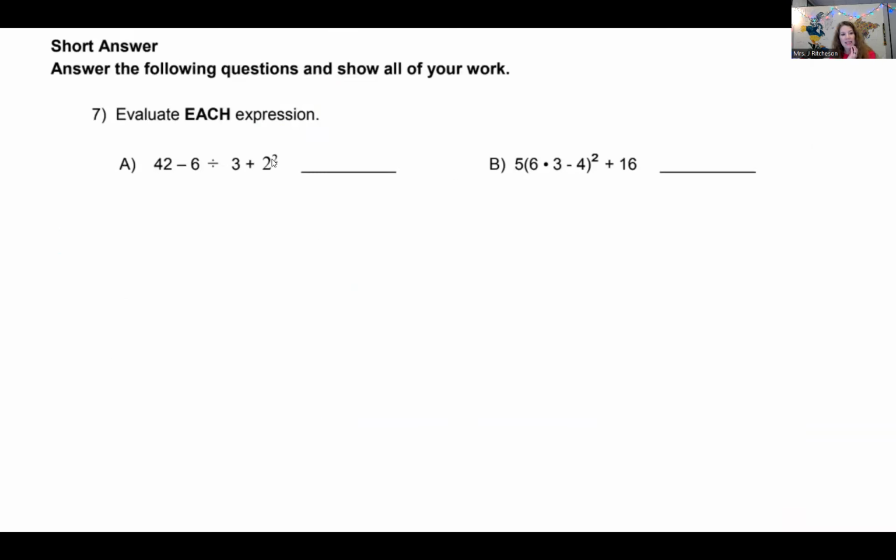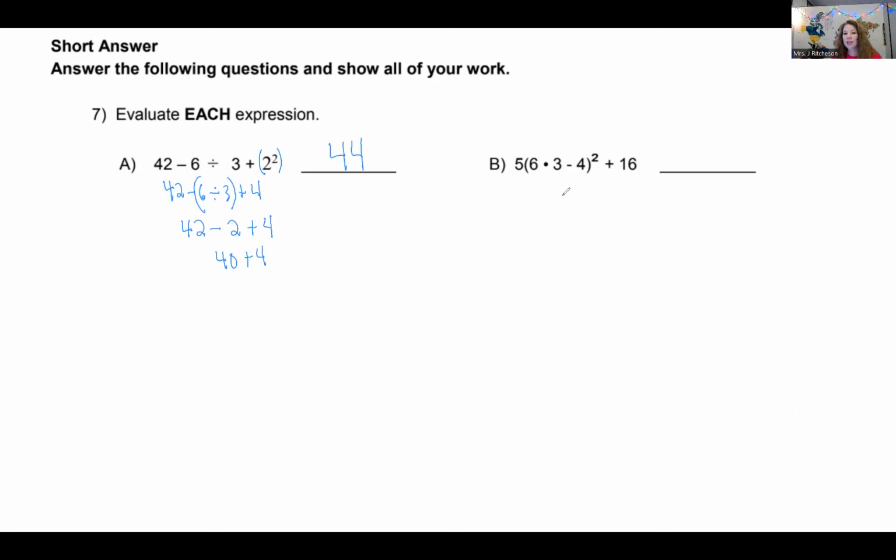All right, so let's evaluate each of these expressions. Of course, we have to use order of operations. So we're going to do exponents first. So we're going to have 42 minus 6 divided by 3 plus 4. After we do exponents, we do division. So 42 minus 6 divided by 3 is 2, plus 4. And then we add and subtract in order from left to right. So 42 minus 2 is 40, plus 4, our final answer is 44.